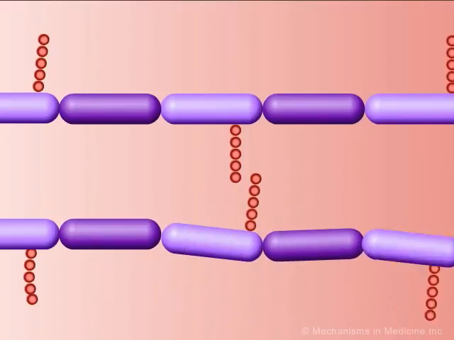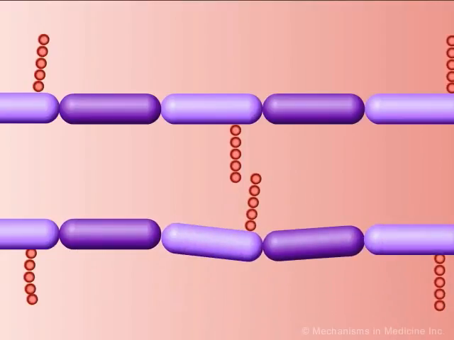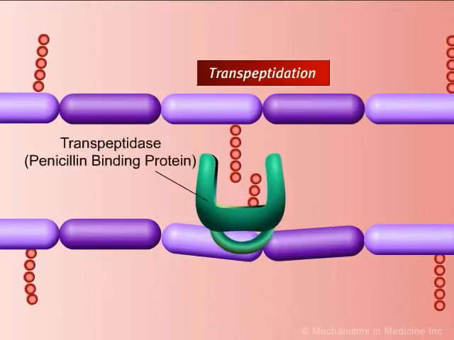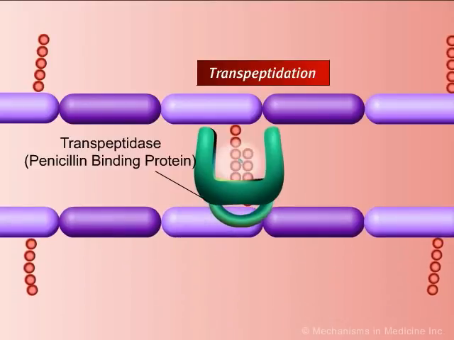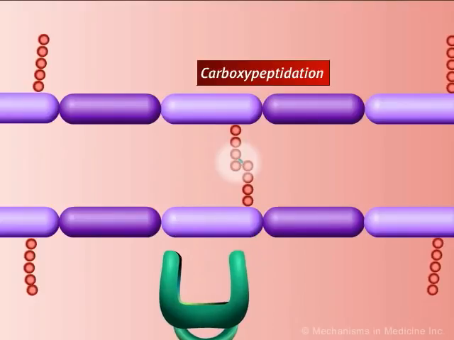Once in the periplasm, the peptidoglycan precursors bind to cell wall acceptors and undergo extensive cross-linking. 2 major enzymes are involved in cross-linking: transpeptidase and D-alanine carboxypeptidase. These enzymes are also known as penicillin-binding proteins because of their ability to bind to penicillins and cephalosporins.